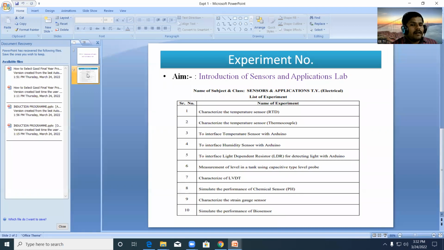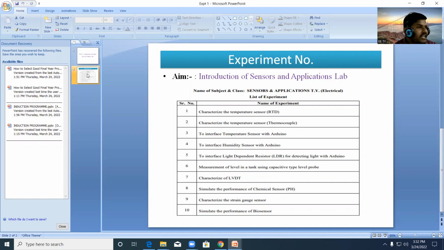Then, to interface a temperature sensor, we want to perform this practical using Tinkercad. We want to design that circuit and see the output obtained from the temperature sensor, interfacing the temperature sensor with Arduino.